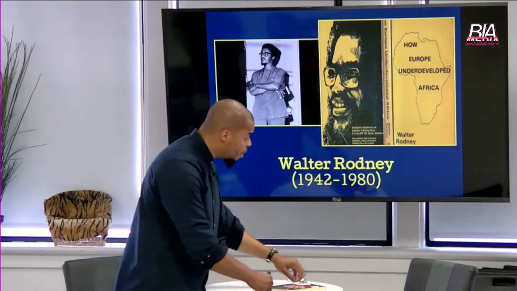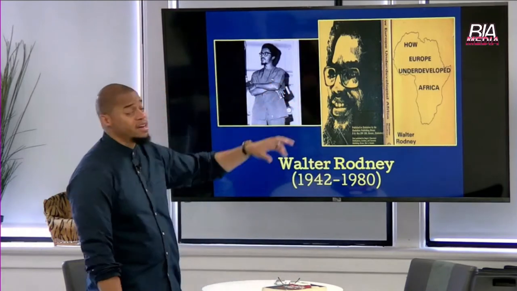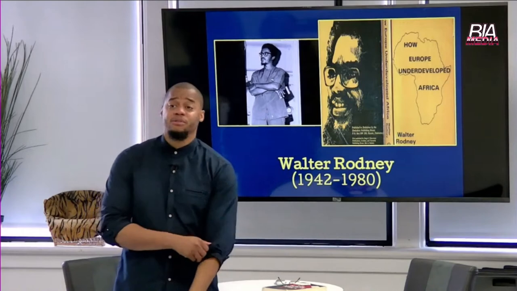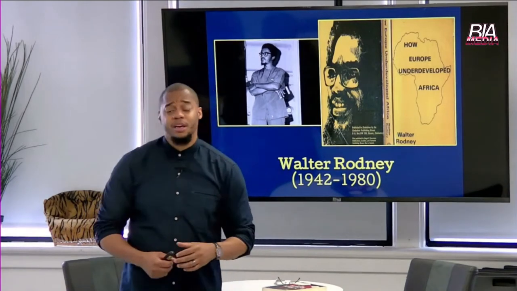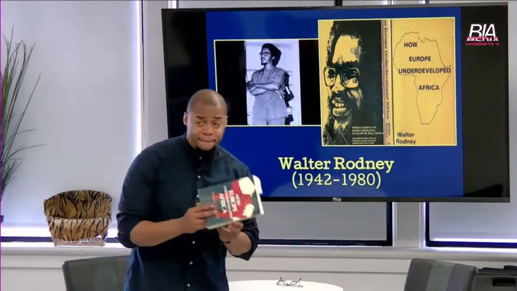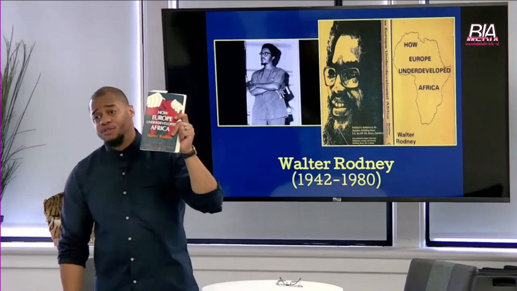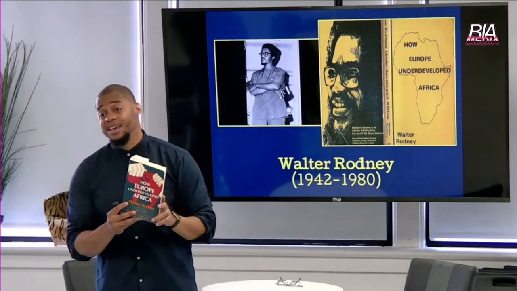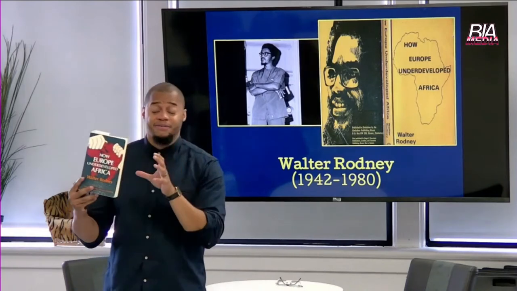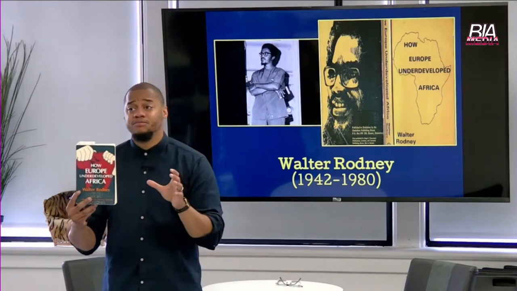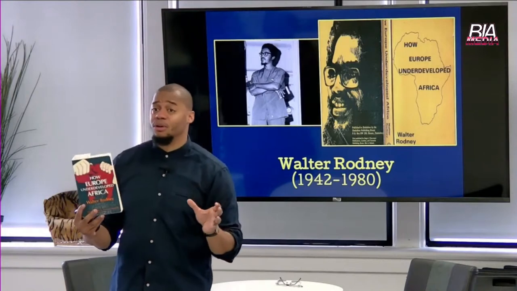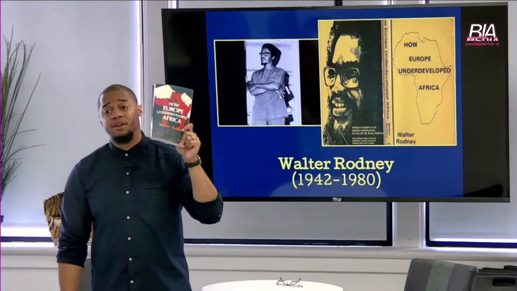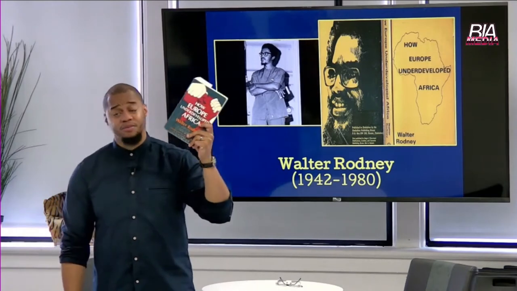He's probably most well known for his greatest contribution to African history, How Europe Underdeveloped Africa, which was published in 1972. This book is a must own. If you want to understand why Africa is in the state that it is in today and how it got there, and the fact that this is not just some natural historical occurrence, this is the book to read. This book runs through slavery, it runs through colonialism. It's economic, it's political, and it's historical.